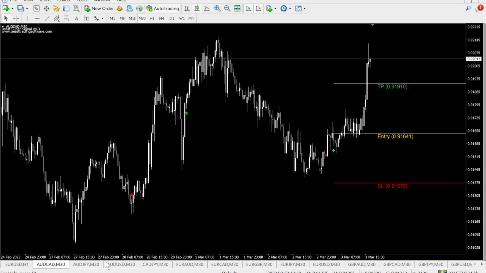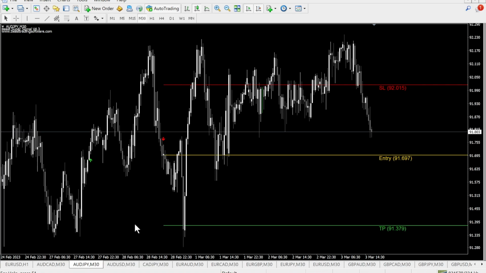Alright, the next pair is the Australian dollar Japanese yen. Here again, we had a good buy signal, this hit profit. We had a good sell signal, this hit profit. So in this pair as well, we've had two winning signals over the last couple of weeks.